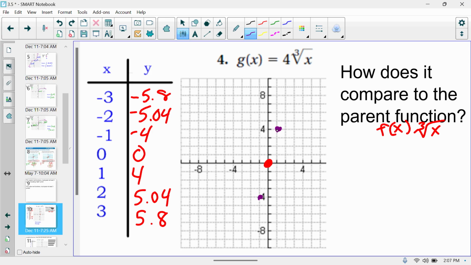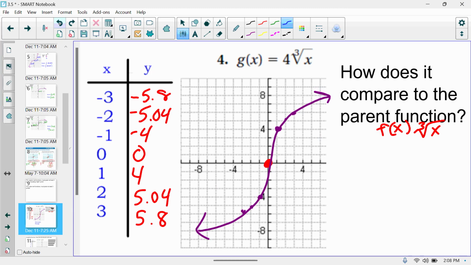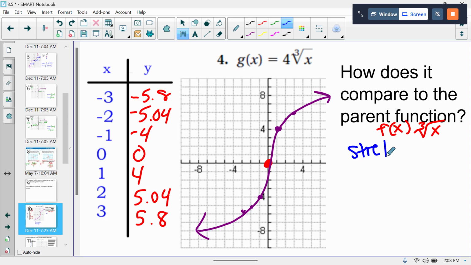And then we've got (-2, -5.04), and (-3, -5.8). So that's just a little further down. We've got (2, 5.04) and (3, 5.8). And then look at your calculator screen to see how to connect it, but it looks something sort of like this, okay? Again, if we drew the parent function at the same time, you saw that it looks like this. My purple one is more stretched out. So let's add that to the right. I never actually wrote down the answer. We say that it stretches it out vertically.